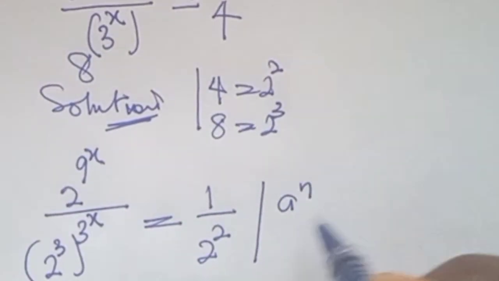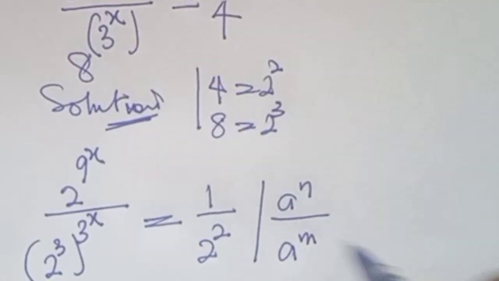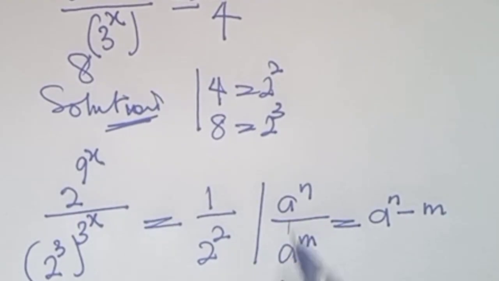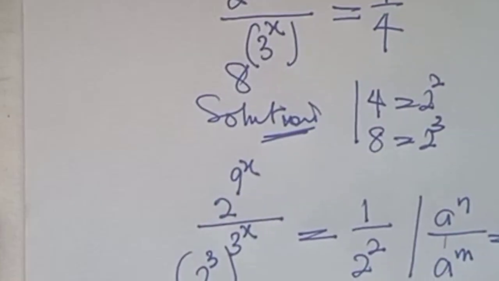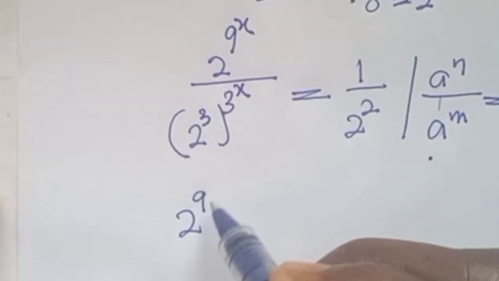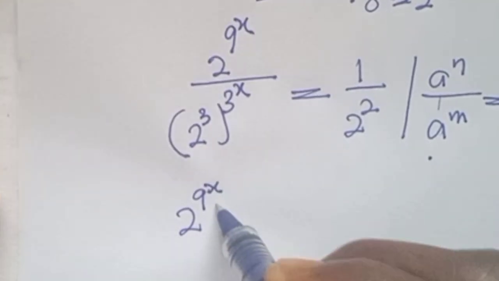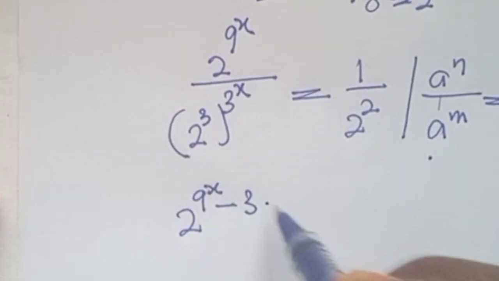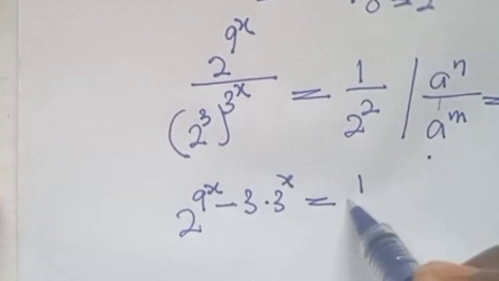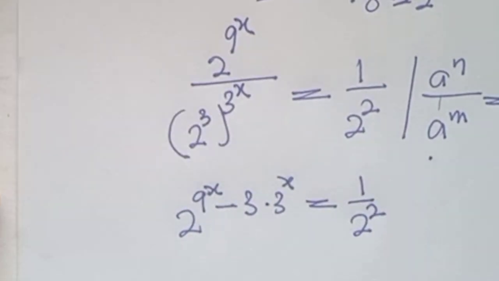But a to the power of n over a to the power of m can be represented as a to the power of n minus m. When the bases are the same, we can subtract the powers. The common base is 2, and the power 9 to the power of x minus 3 times 3 to the power of x is equal to 1 all over 2 to the power of 2.